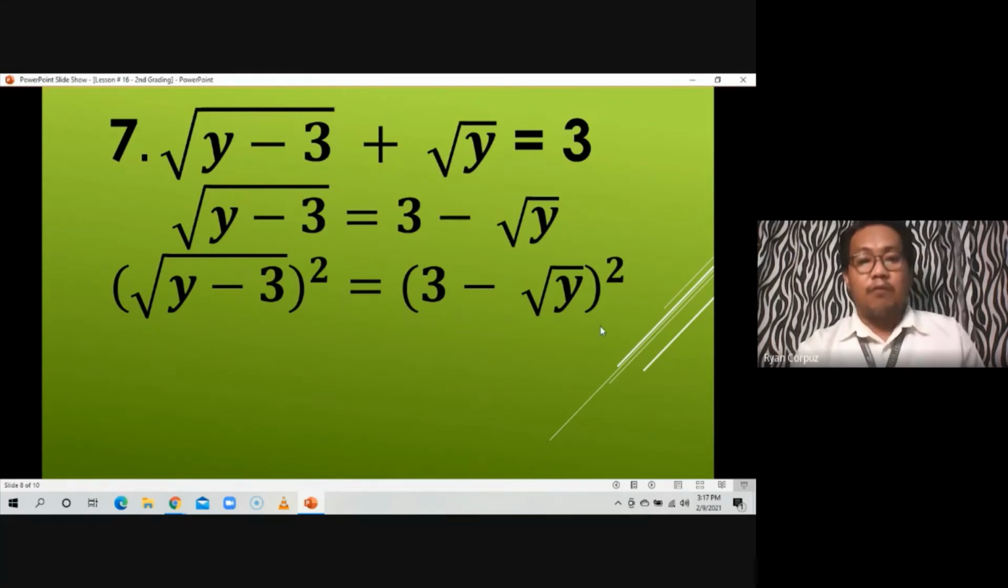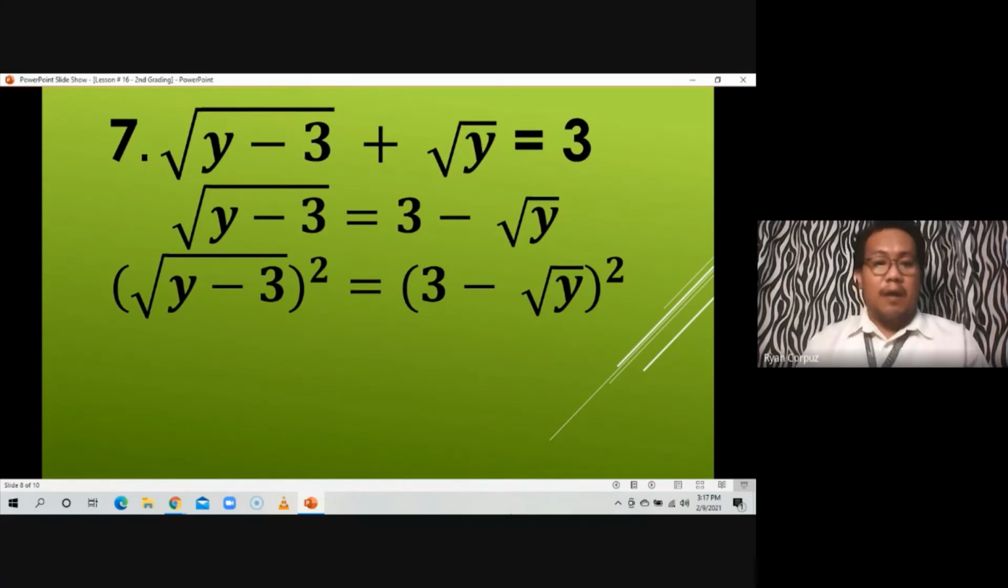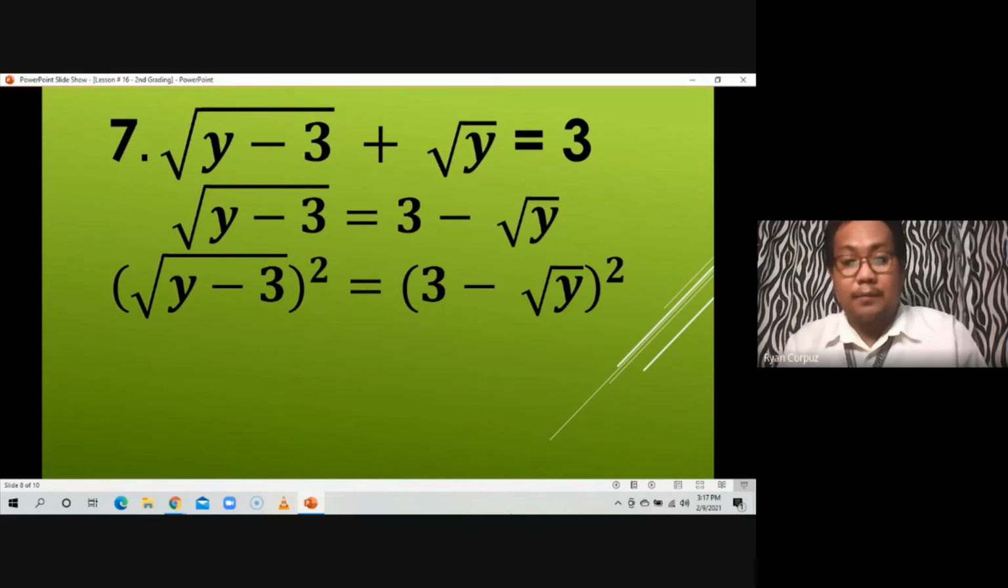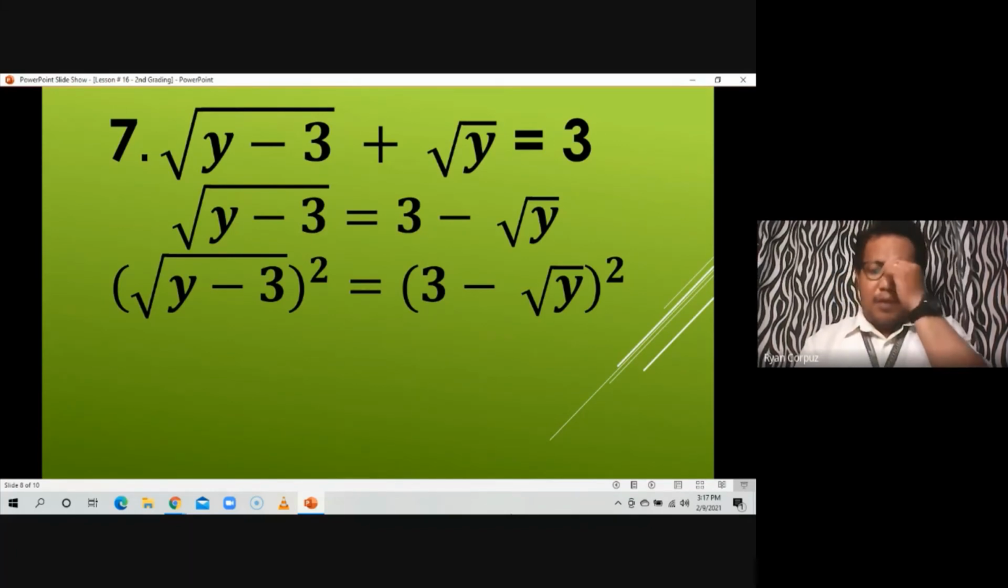So dito tayo ngayon mag-focus sa nasa right side. So we are here applying square of binomial. So, paano ba mag-square of binomial? Una, square the first term. Ang first term mo ay 3. What's 3 times 3? That would be 9.